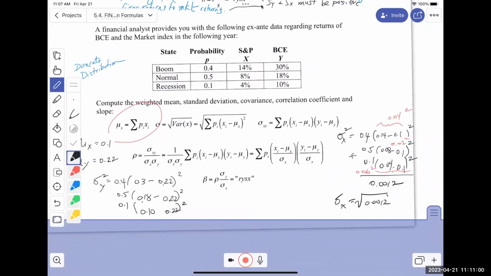So simplifying a bit. Simplifying. 30 minus 22 is 0.08. 18 minus 22 is negative 0.04. Just square it. And then this one is negative 12. And do the same thing.